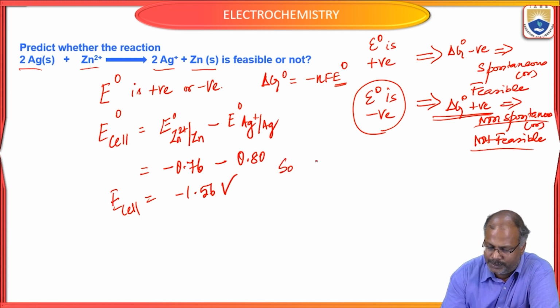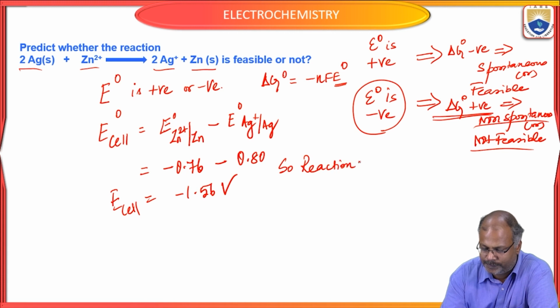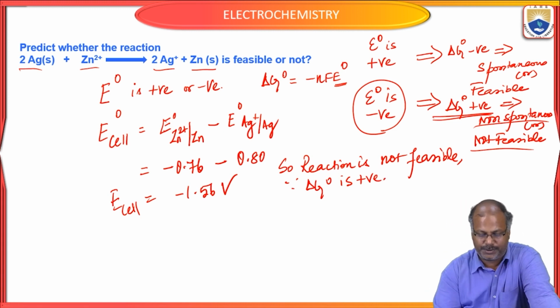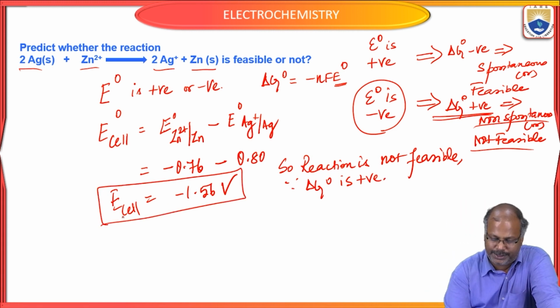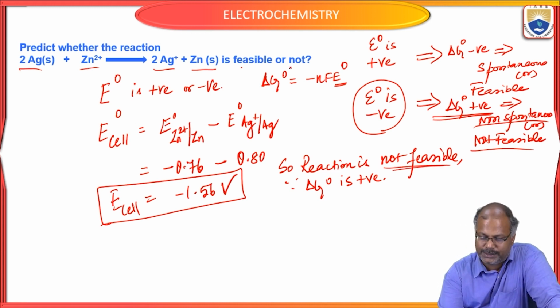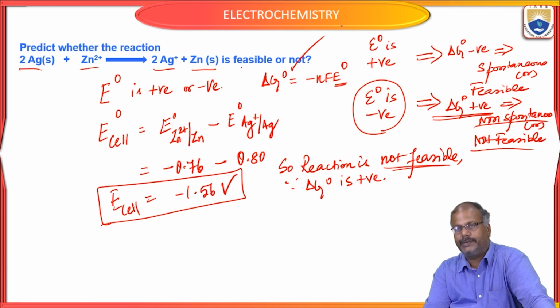So the reaction is not feasible because delta G naught is positive. Why is delta G naught positive? Because E cell is negative. So the reaction is not feasible. That is the answer. Not feasible. Okay. Next.